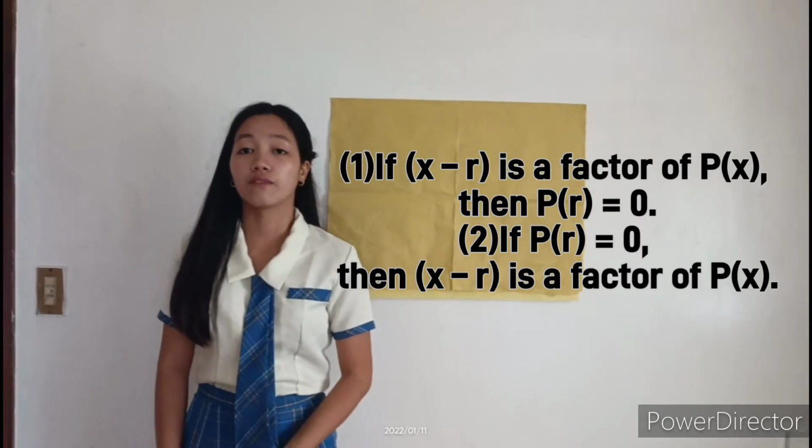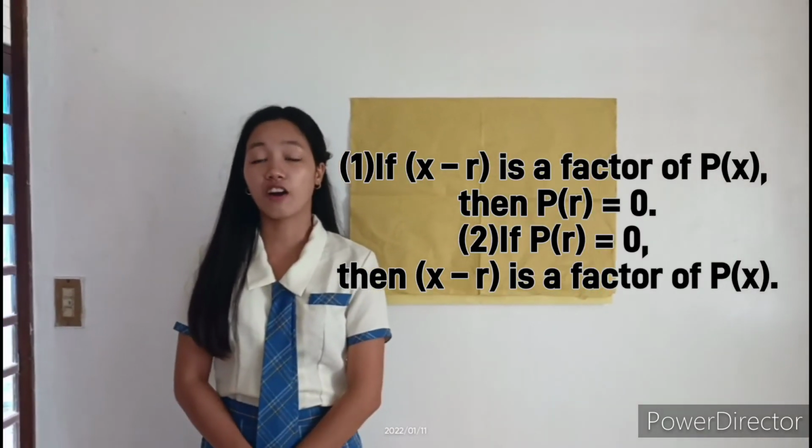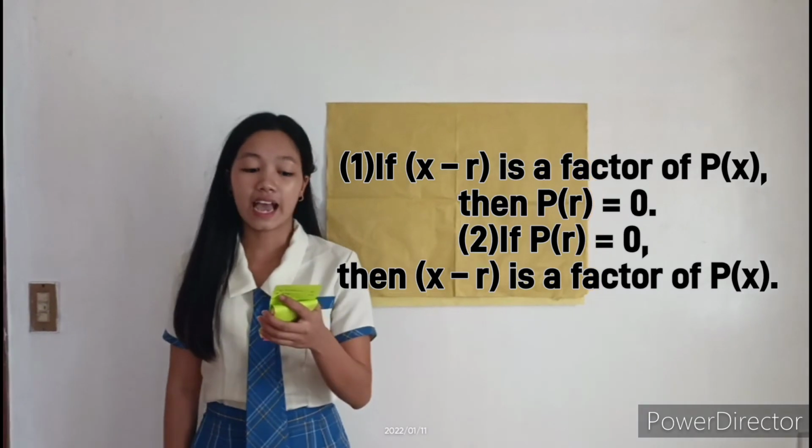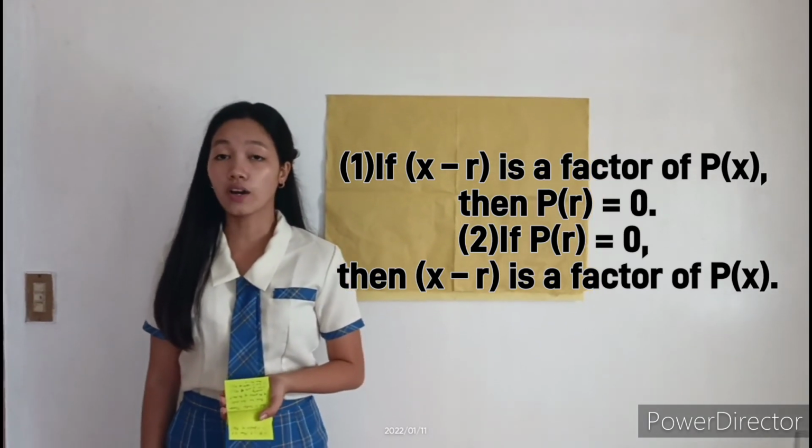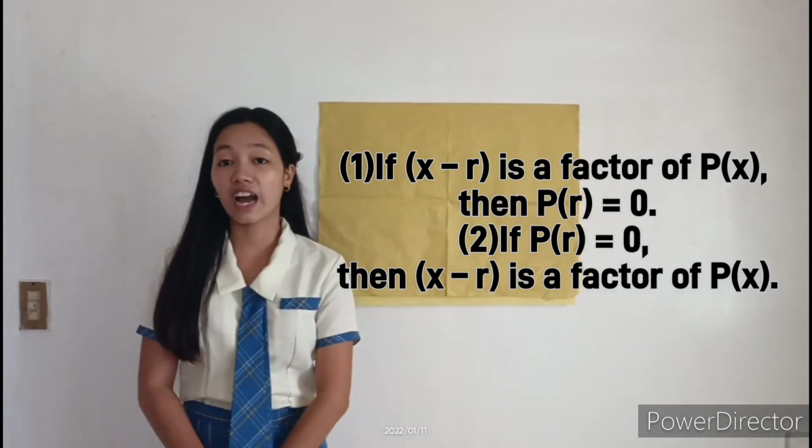There are two parts of the proof of the factor theorem. Namely, in a given polynomial p of x, if x minus r is a factor of p of x, then p of r is equal to 0. Then, if p of r is equal to 0, then x minus r is a factor of p of x. Let's have our example number 1.